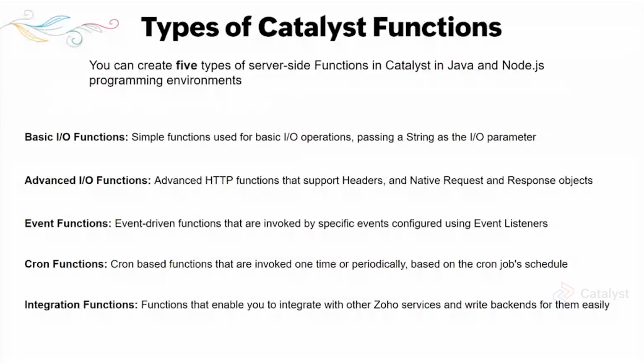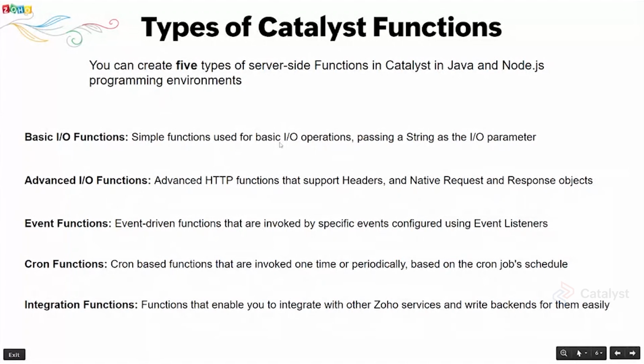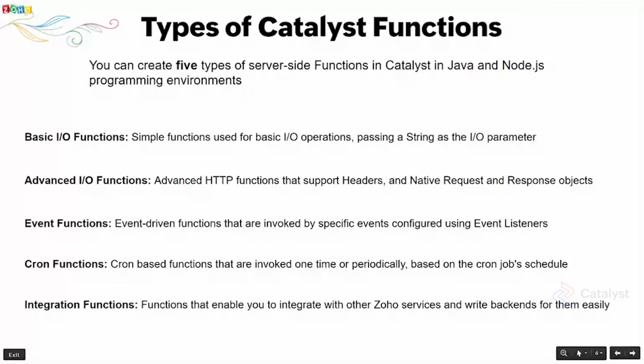There are 5 different types of server-side functions in Catalyst, which are in both the Java and Node.js programming environments. You have basic I/O functions, which you can use to pass the string as a character. If you need to pass a string, you would use the basic I/O functions. If you want to pass anything but a string, that would be covered by the advanced I/O functions.